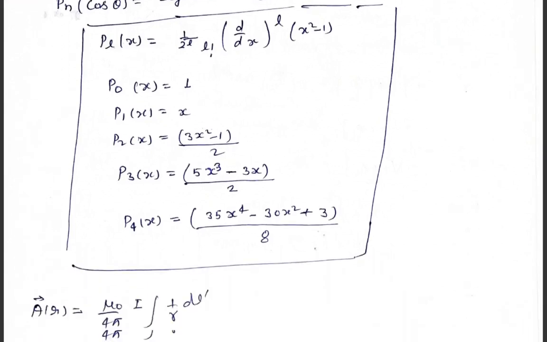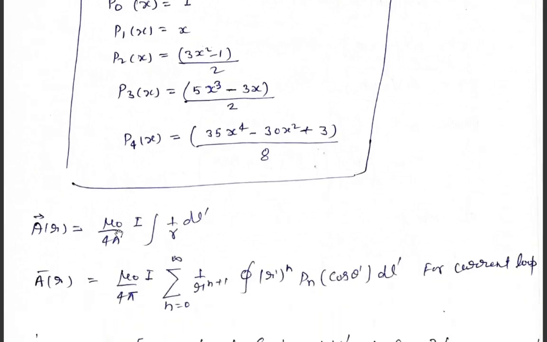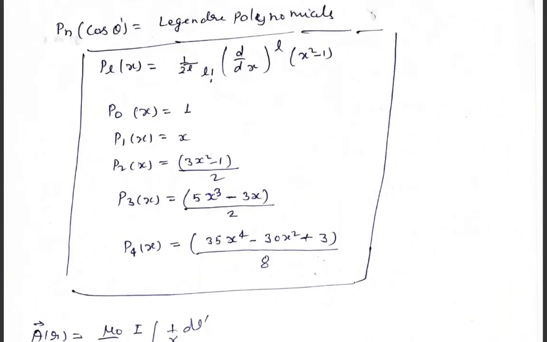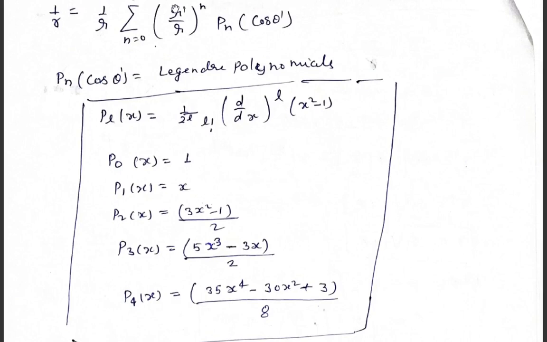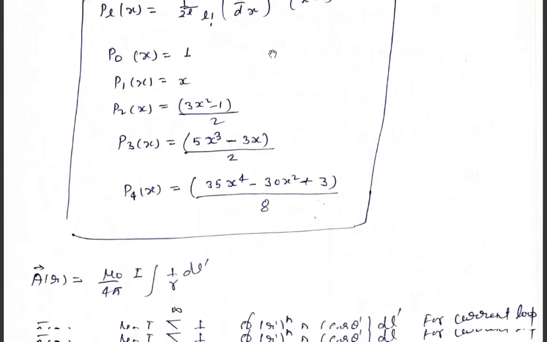We have the vector potential, that is μ0 upon 4π I integral 1 upon r dl prime. So that was the vector potential. In place of 1 upon r, we can substitute this value, the value that we have obtained. If you substitute, what will we get?